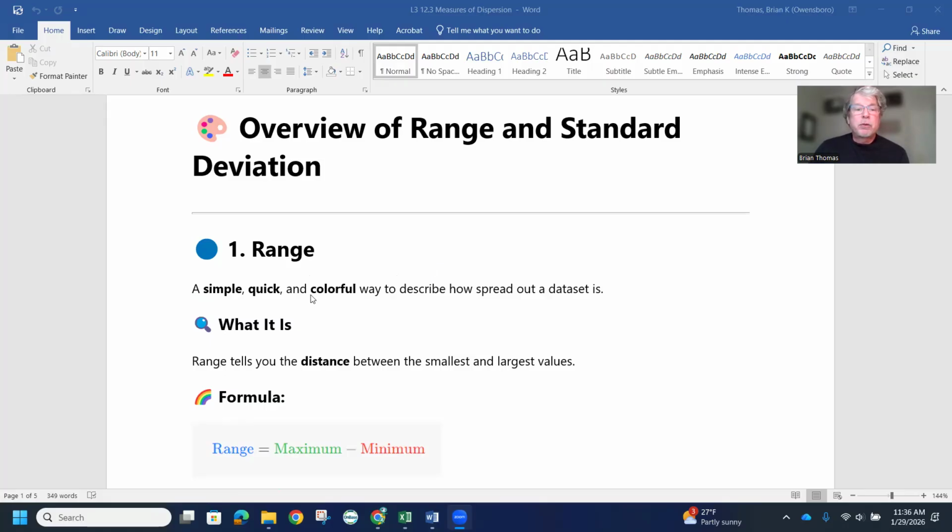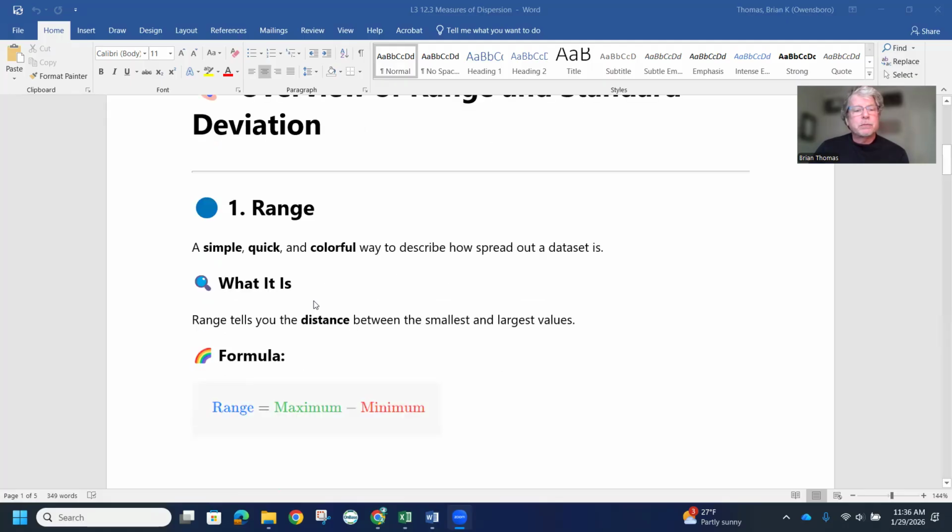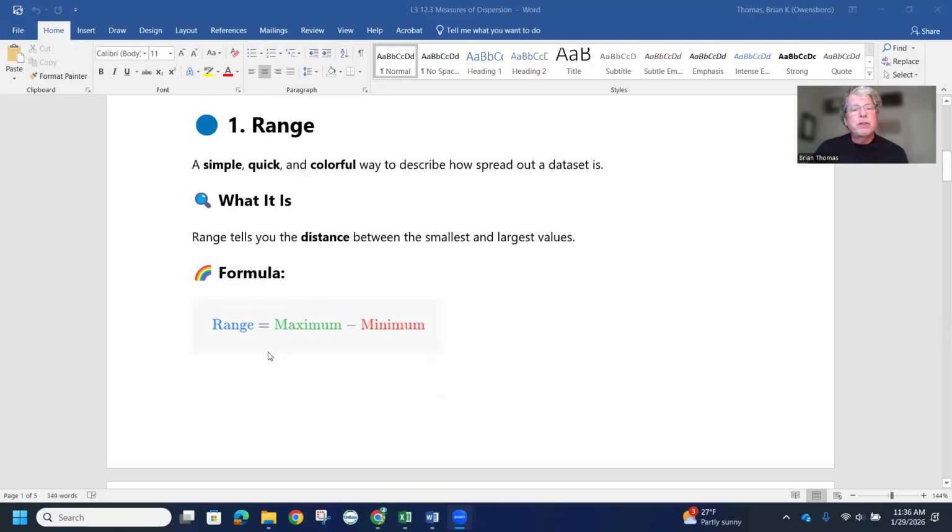So range is pretty quick and simple. Basically, all we have to do is identify the maximum value, subtract the minimum value, and that's going to be the range of our numbers. So it's the distance between the smallest and the largest. In subtraction though, you have to put the bigger number first and the small number second to get a positive value.